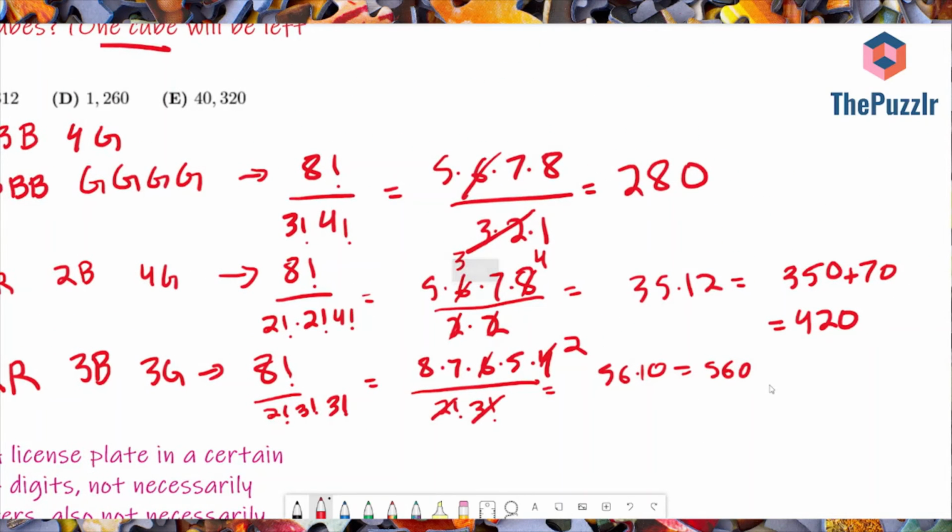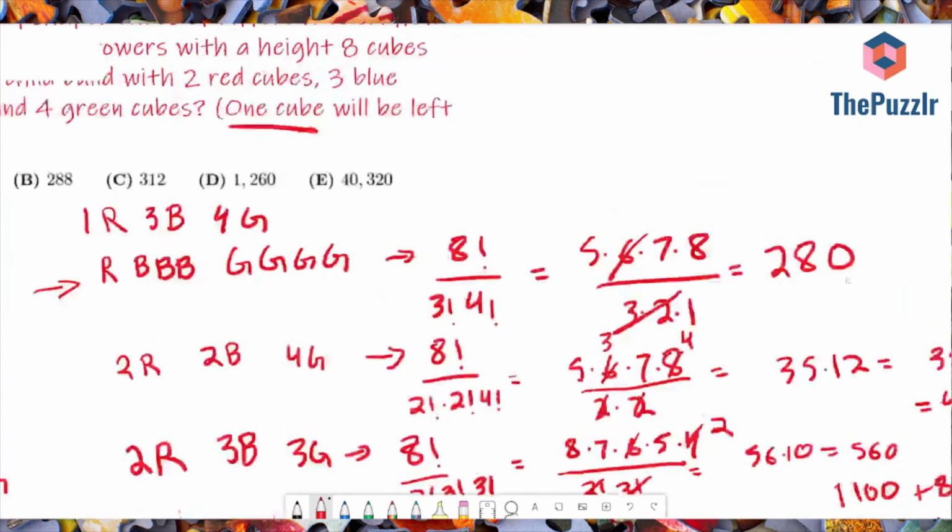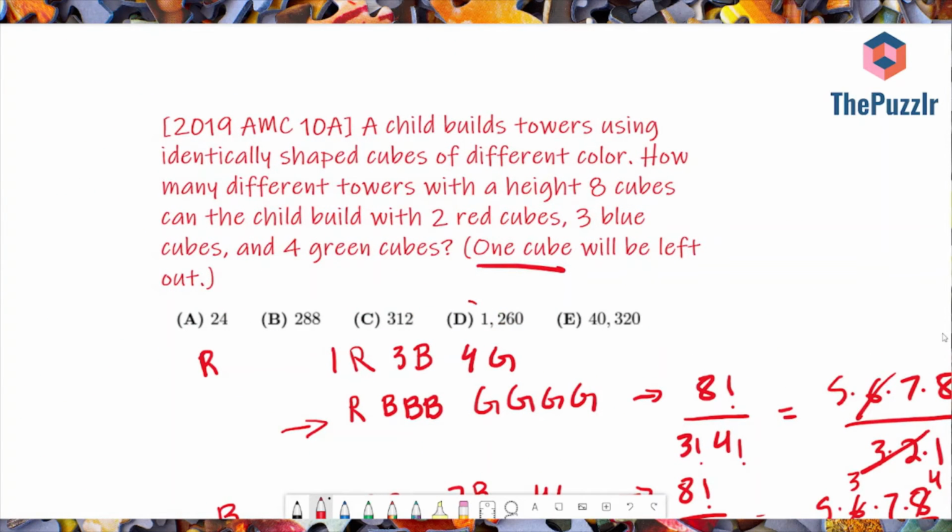So 560 plus 420 plus 280, that's 900 plus 200, or 1100, plus 460 plus 20 is 80 plus 80. That gives us 1260. Let's check if that's a choice, and sure enough it is. So our answer is D.